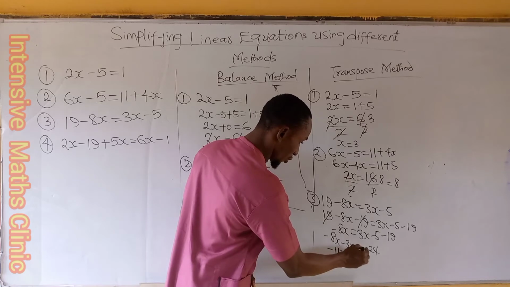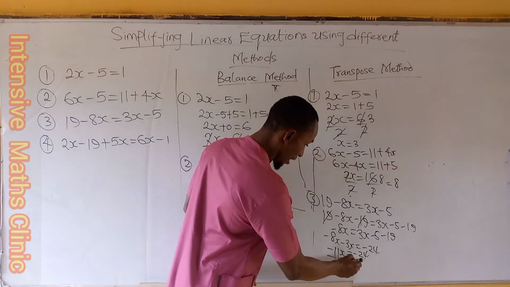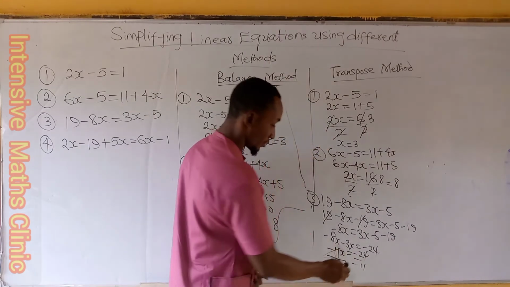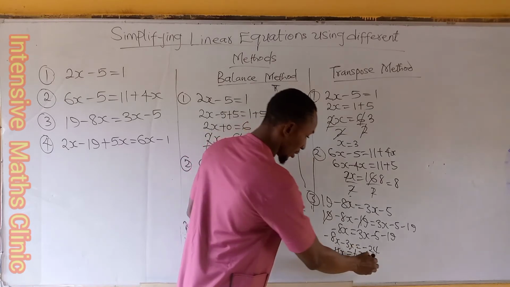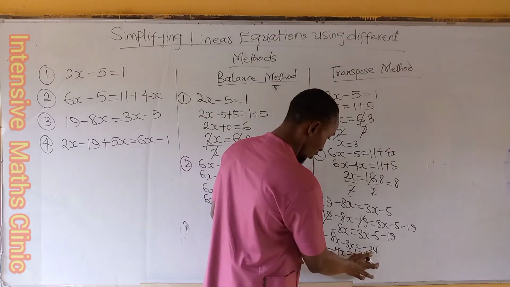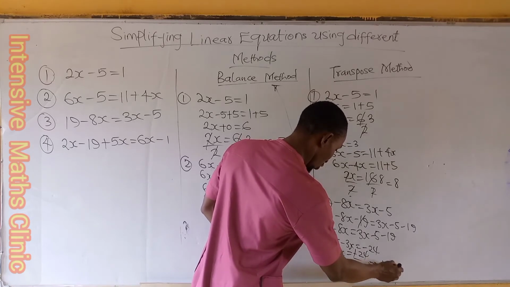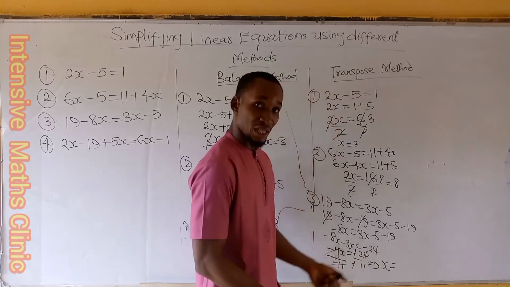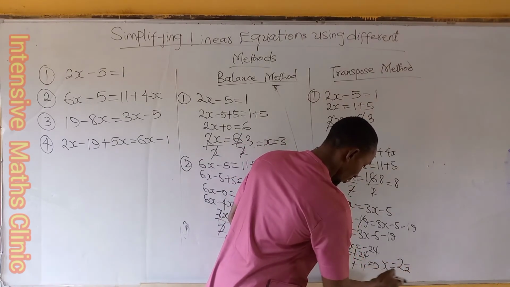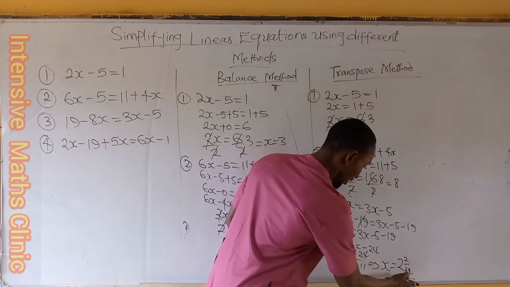Minus 11x equals minus 24. When we divide both sides by minus 11, the minus 11 cancels minus 11, and the minus cancels the minus. We have 24 over 11. If we want to make it a fraction, x equals, how many 11s can we get here? We get 2, remainder 2, since 11 times 2 is 22. So x is 2 and 2 over 11.